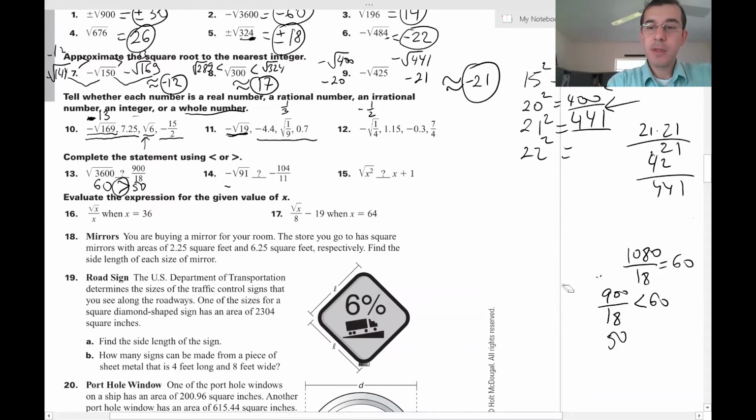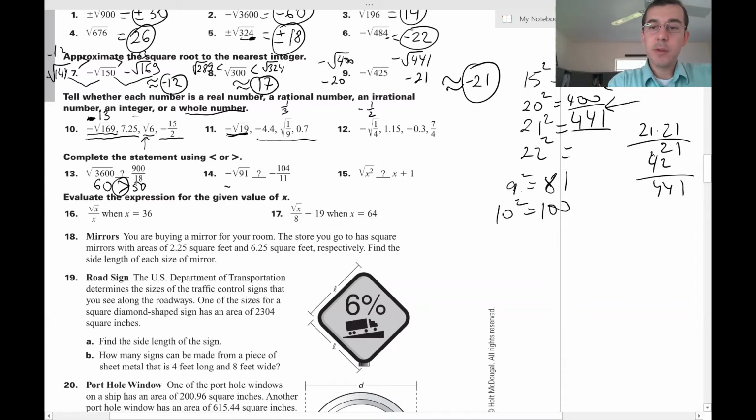9 squared is 81, and then 10 squared is 100. So 91 is between 81 and 100, so it's going to be between 9 and 10. 91, is it closer to 81 or 100? It's closer to 100, so it's going to be over 9.5. So it's minus 9.5, a little more than 9.5, because 91 is closer to 100.